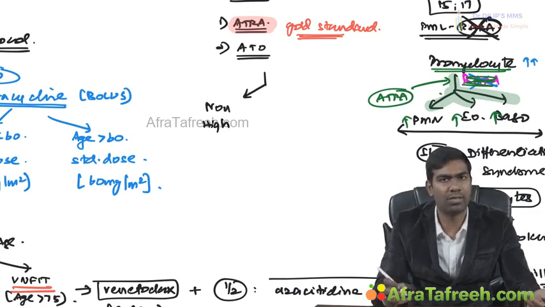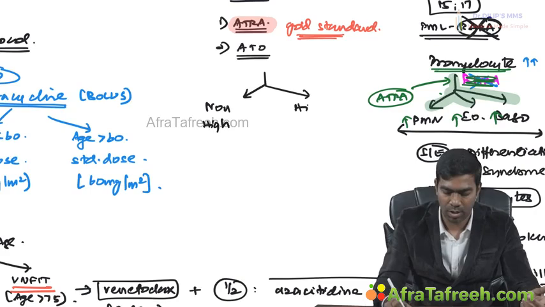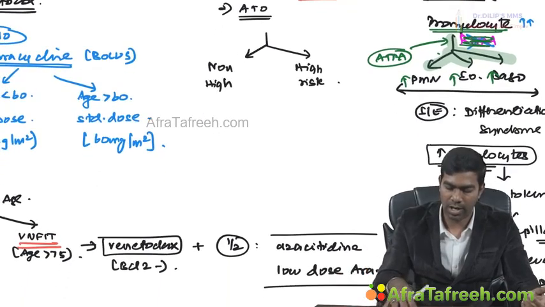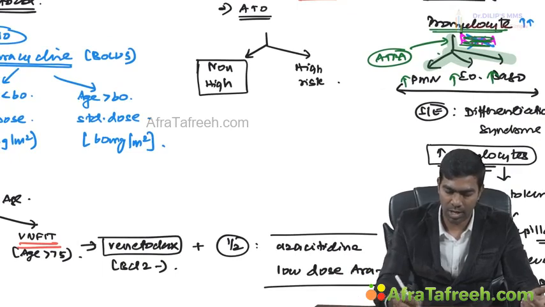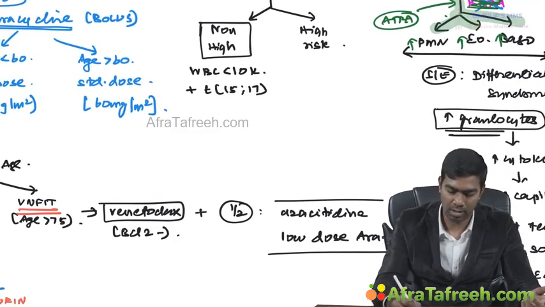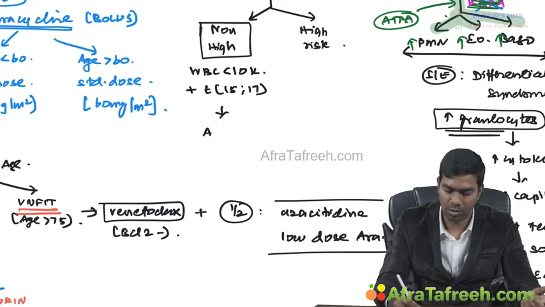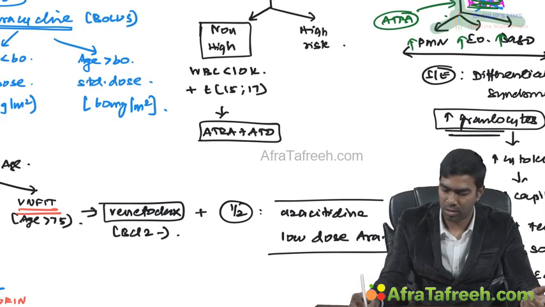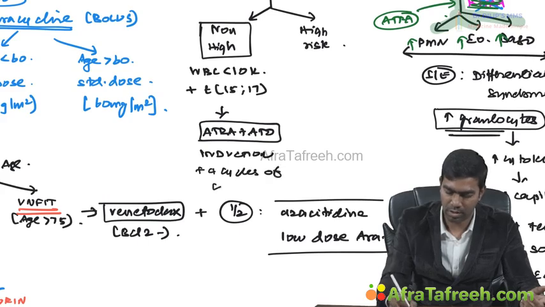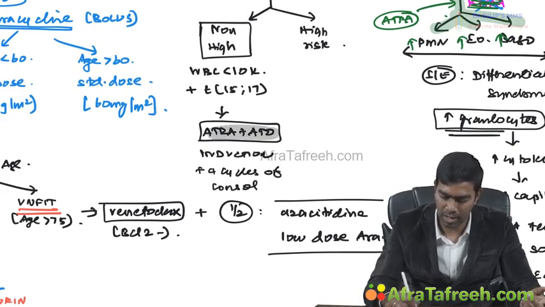This T15-17 mutation itself is a good prognostic sign, to be honest. Non-high risk versus high risk. Non-high risk means if you have a WBC less than 10,000, or if you have a T15-17, if you have both, then it indicates a non-high risk. In this condition, use ATRA plus arsenic trioxide. You will give an initial induction plus you will give a total of 4 cycles of consolidation. That's all, which means you need only this ATRA and ATO, that's it.